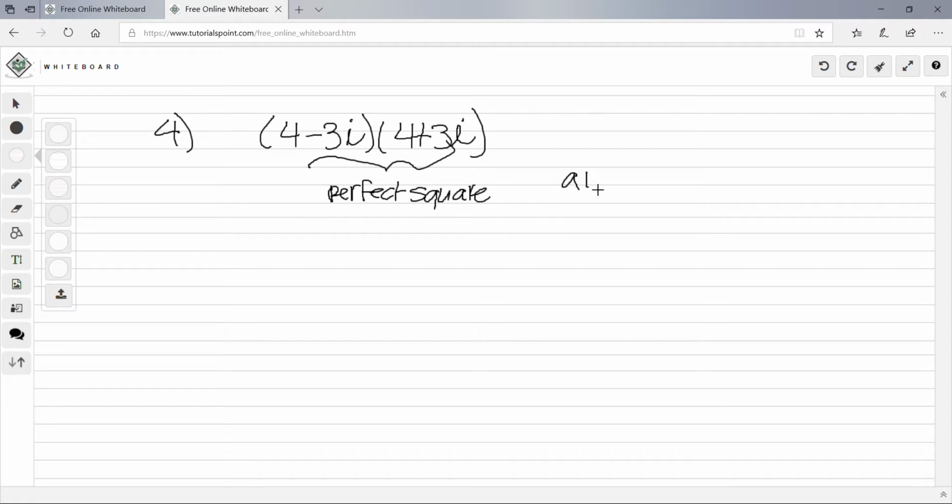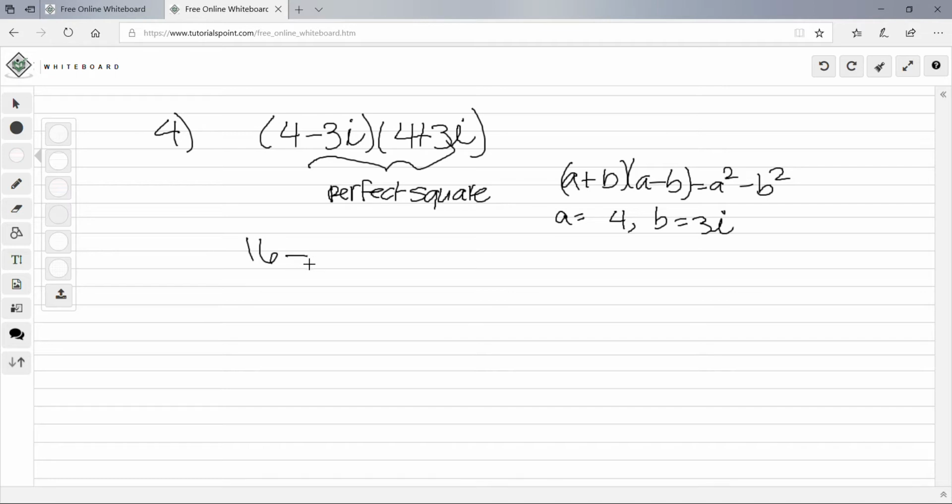This should be all a review, but I always want to make sure you understand what I'm doing. So this is the rule. All we need to know is our A and our B. Our A is 4 and our B is 3i. So we just need to do A squared minus B squared. So what is A squared?